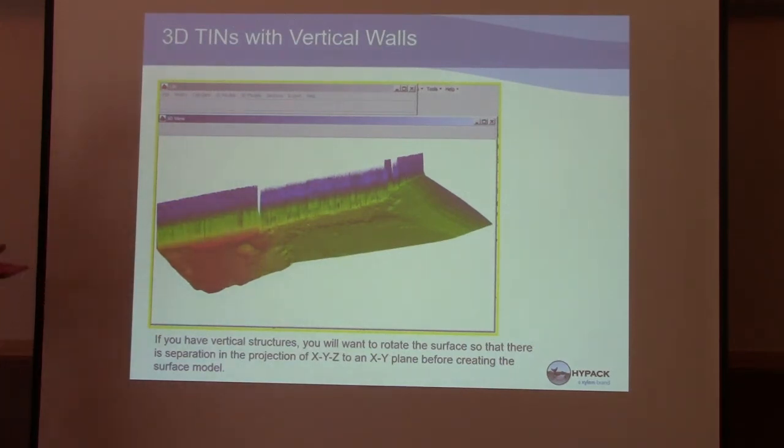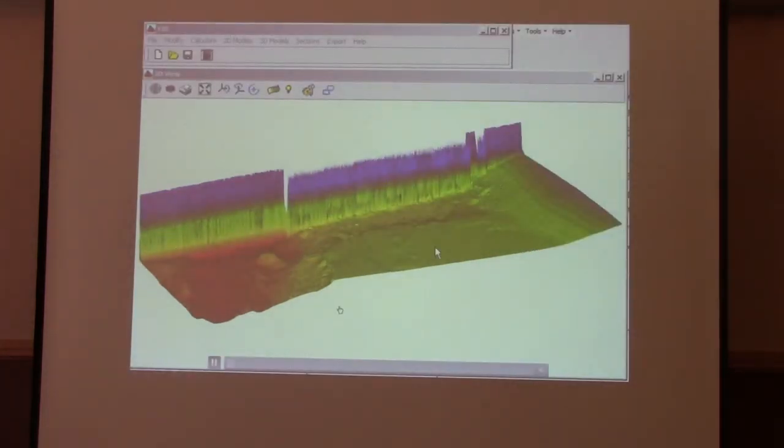If you have vertical structures, you want to rotate the surface. I'm going to click the video, which I hate doing. This is a 3D tin where we have a vertical structure here. You can see what a lousy job it did when you just generate the tin model, because everything gets projected to a 2D plane and then it makes the triangles. It connects points up here with points down here, and it really comes up looking quite bad.